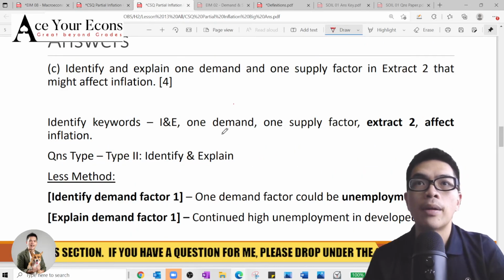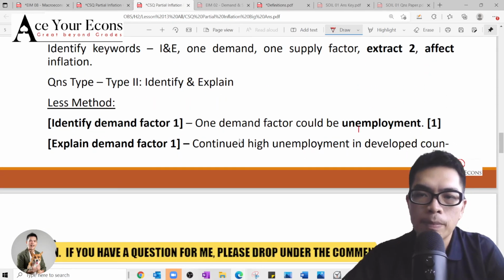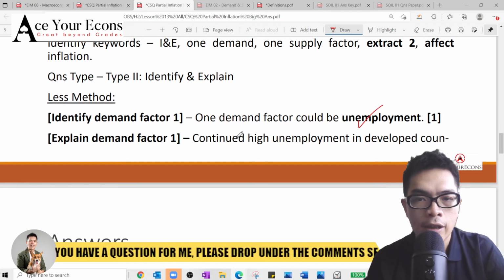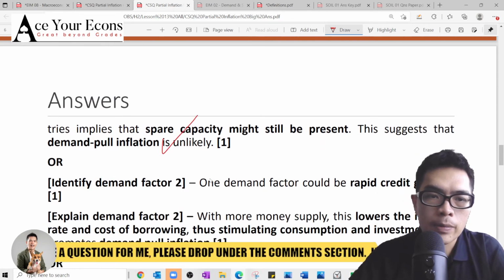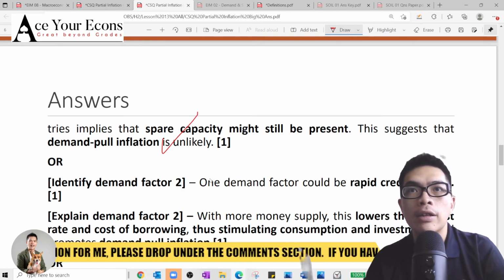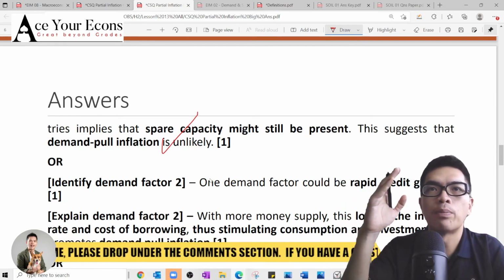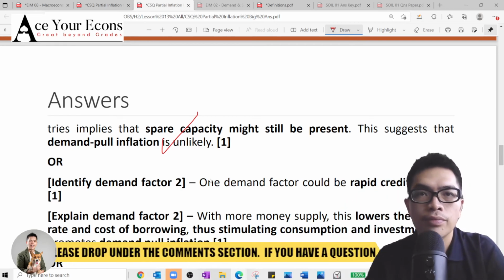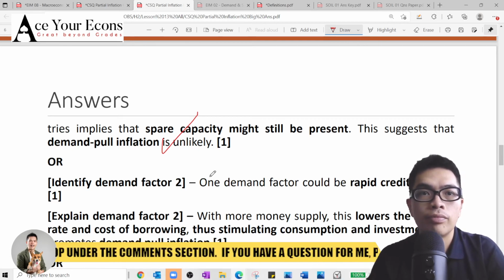So how is unemployment going to come into the picture? We can see that when there is persistent unemployment, as suggested in extract 2, this might suggest that there is spare capacity. And when there is spare capacity, this tells us that it's unlikely that there is demand pull inflation. They are likely to be producing at the Keynesian region. This is how we reverse engineer. Clear so far?